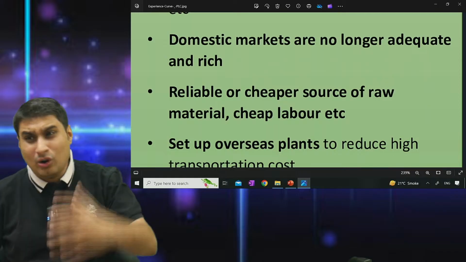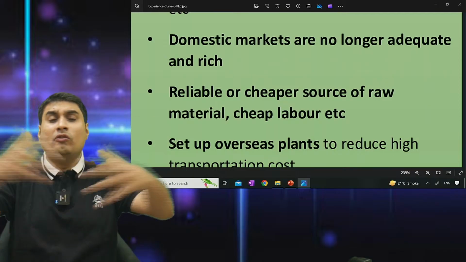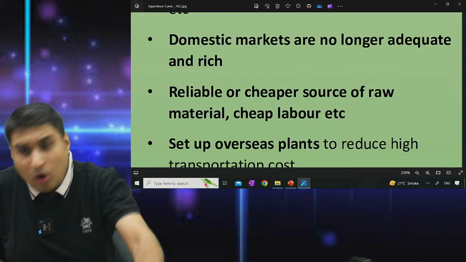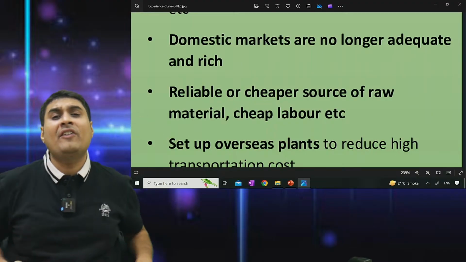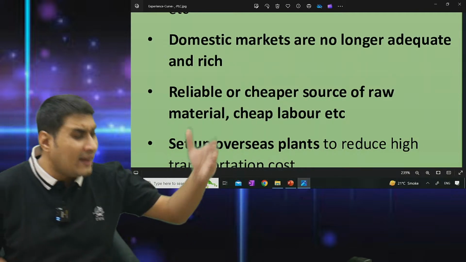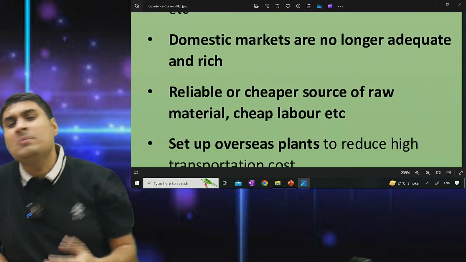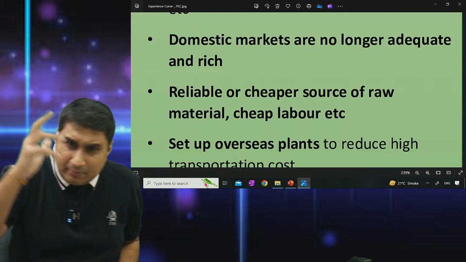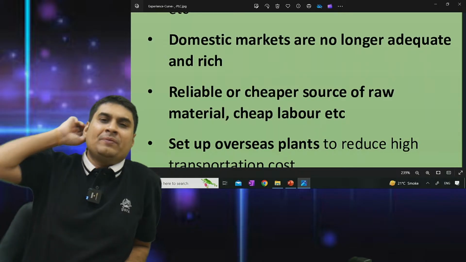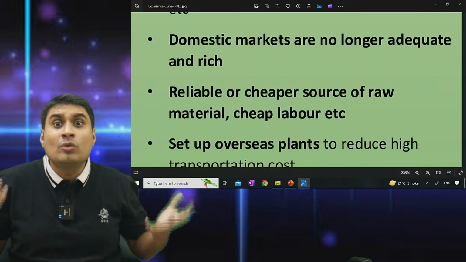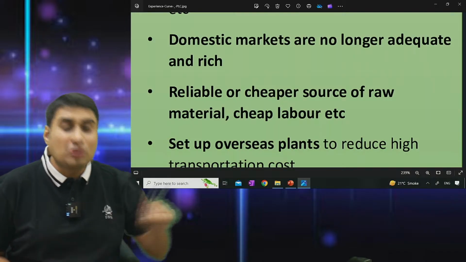Domestic markets are no longer adequate and rich. You look at the world over, population is declining. How will they serve them? If you want to grow, India is the only market left. Domestic markets are not adequate. That is why Toyota came here. That is why Apple, all US companies are coming here. Why? Domestic market is not adequate. Let me take a very nice example. Toyota flooded the Japanese market with Toyota cars. Now they decided whom to sell to. Everyone has a Toyota car. So they came to the US.